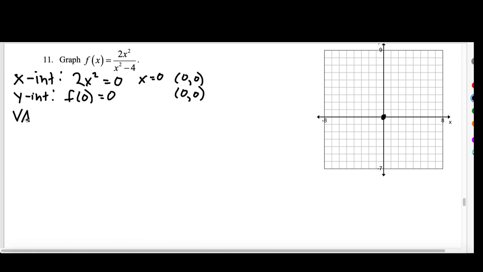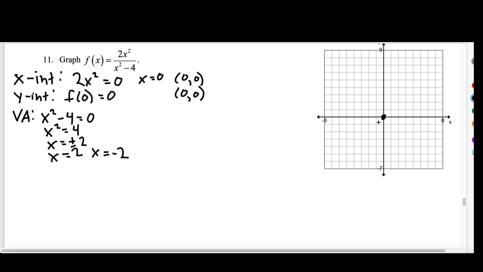Let's find any vertical asymptotes. Once again, the vertical asymptotes correspond to where the denominator is equal to 0. So x squared minus 4 equals 0. If we solve that, we've got x squared equals 4. Take the square root of both sides. x equals plus or minus 2. So we have two vertical asymptotes corresponding to x equals 2 and x equals negative 2, right?